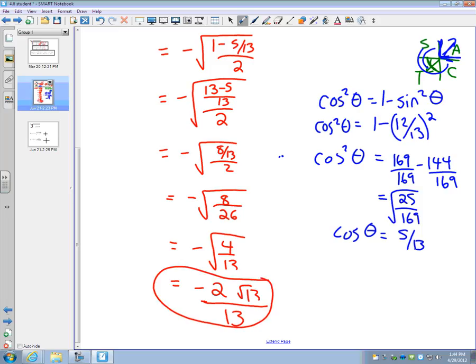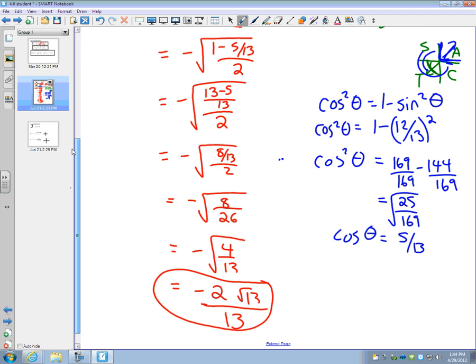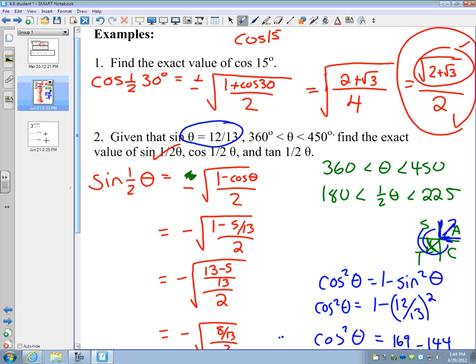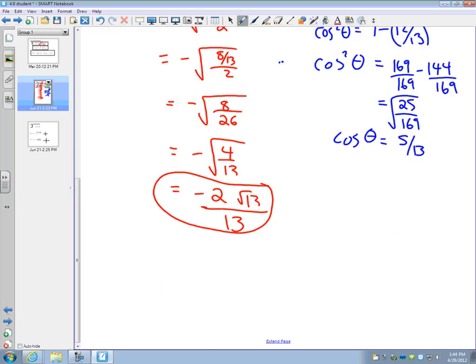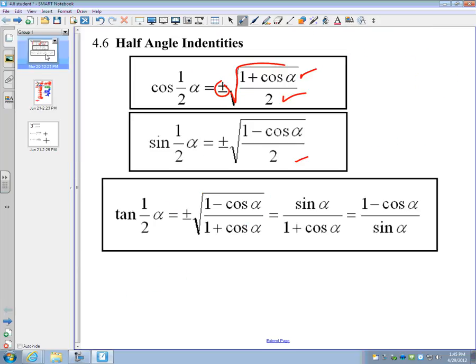There's one answer. So I needed sine of 1/2. Now I have to do cos and tan. To do cos of 1/2, just using identities, cos of 1/2 of an angle is equal to plus or minus the square root of 1 plus cos of theta over 2. So we're just going to sub in.